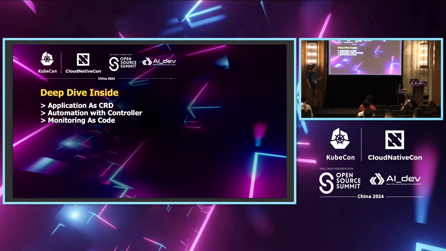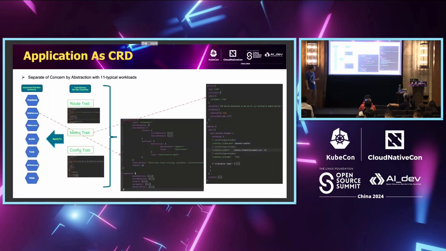Let's have a deep look inside the project, three parts: application as CRD, automation with controller, monitoring as code. Application as code, as I said, we have done application modeling for the cloud application. We use OAM and KubeVela, especially. We have divided 11 typical workloads for cloud applications. The front end for the GUI, web service for the API, web service for stateful applications, MySQL, tasks for cron jobs and scheduled cron jobs, API gateway for the gateway, Flink for data analysis applications.